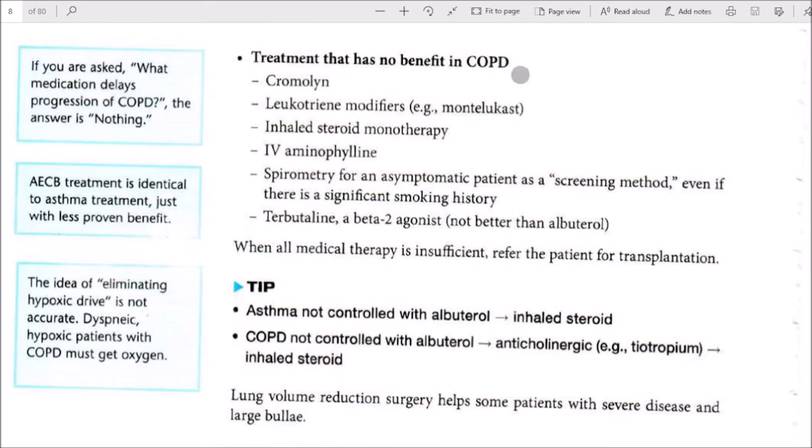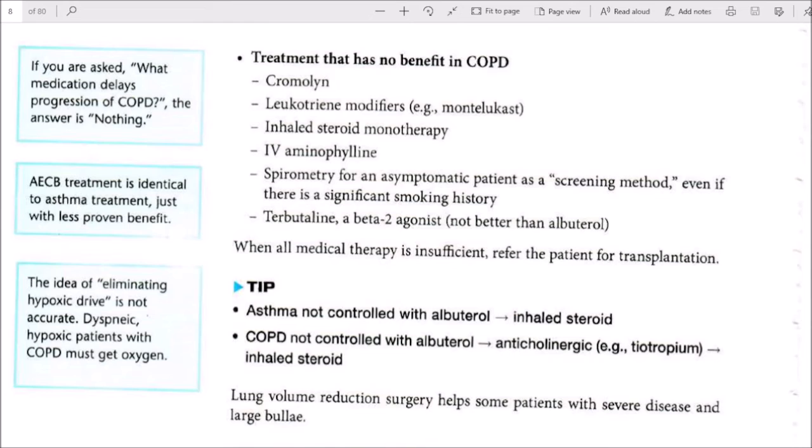Treatments that have no benefit in COPD: leukotriene modifiers, for example montelukast; inhaled steroid monotherapy; IV aminophylline; and spirometry for an asymptomatic patient as a screening method, even if there is a significant smoking history. Terbutaline, a beta-2 agonist, is not better than albuterol. If all medical therapy is insufficient, refer the patient for transplantation. If you are asked what medication delays progression of COPD, the answer is nothing.